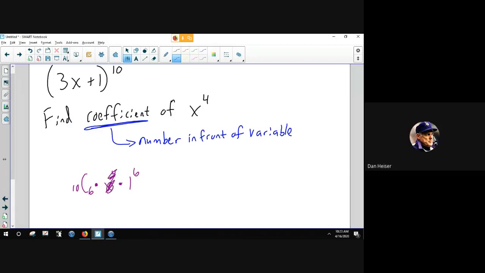And now, because it's a coefficient, I can get rid of this. I was just there to help. Don't need a double multiplication. 10C6 times 1 to the 6th. The coefficient is 210. So in other words, if it said find this term, the term would be 210x to the 4th. Since it now just says coefficient, we're just doing the number, looking for the number.